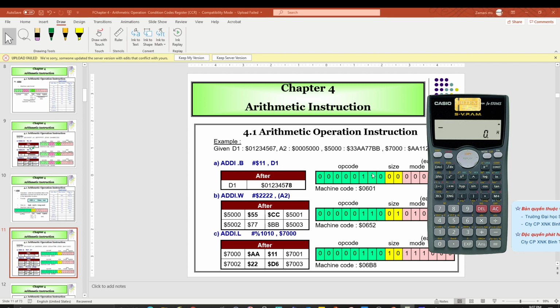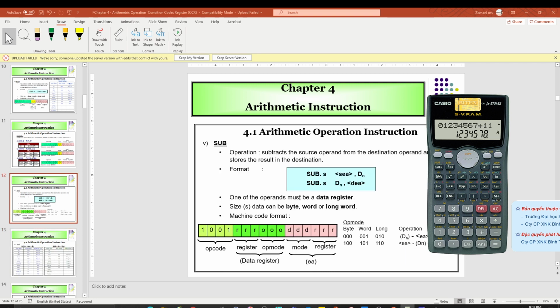So D1 is given this one. I can just try this one. 0, 1, 2, 3, 4, 5, 6, 7 plus 11. And you can see that the result is 1, 2, 3, 4, 5, 6, 7, 8. It's the same answer given in my calculator. So you can try all of these again because they are all similar examples. Okay, let's move on to subtraction.